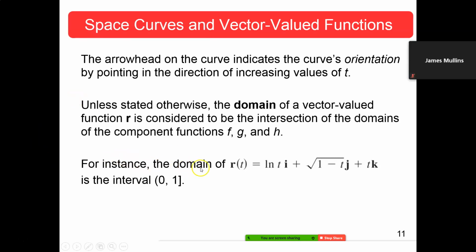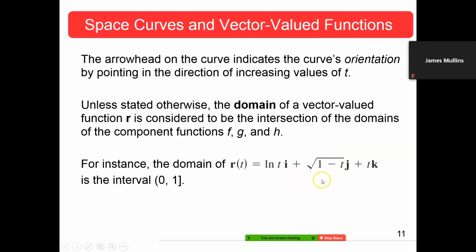Okay, so here's what we've got. For instance, here is your function: r of t is log of t i plus the square root of 1 minus t j plus t k. Now, your log function here can only be defined from 0, not counting 0, to positive infinity. That's the only values your t can take on, because you can't take the log of a negative number or even the log of 0. So this is from 0 positive.